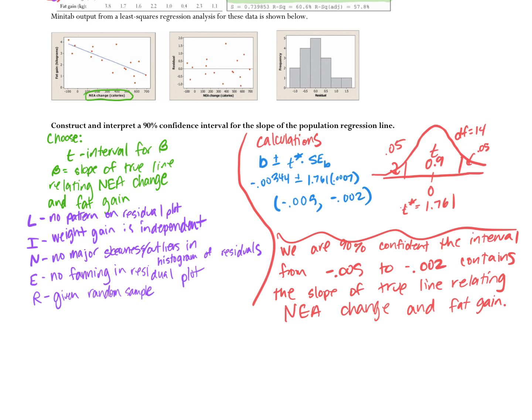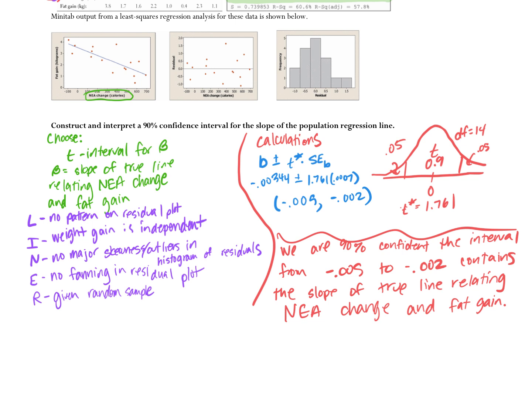Well, let's look at our interval. What would it look like if there was no relationship? What would happen to our slope? It would be 0. Is everybody with me? And is 0 in our interval? Okay, so the entire interval is negative, which means we can say with 90% confidence that there is a negative relationship between how much you fidget and how much weight you gain. The more you fidget, the less weight you gain. We can say that we definitely have a negative slope.